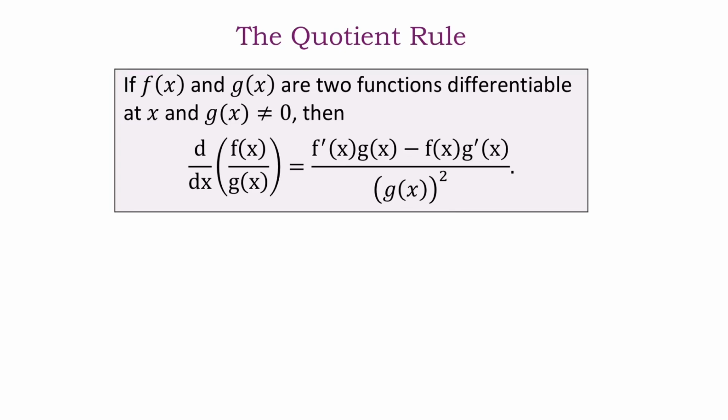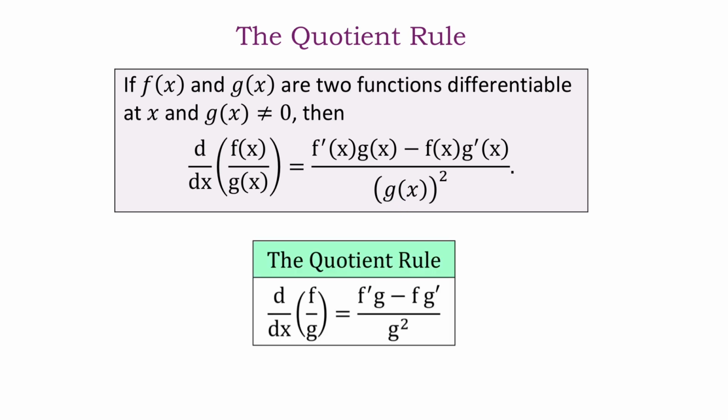Hello. The quotient rule tells us that the derivative of a quotient of two functions f of x and g of x equals f prime of x times g of x minus f of x times g prime of x over g of x squared. For short, d/dx of f over g equals f prime g minus f g prime over g squared.